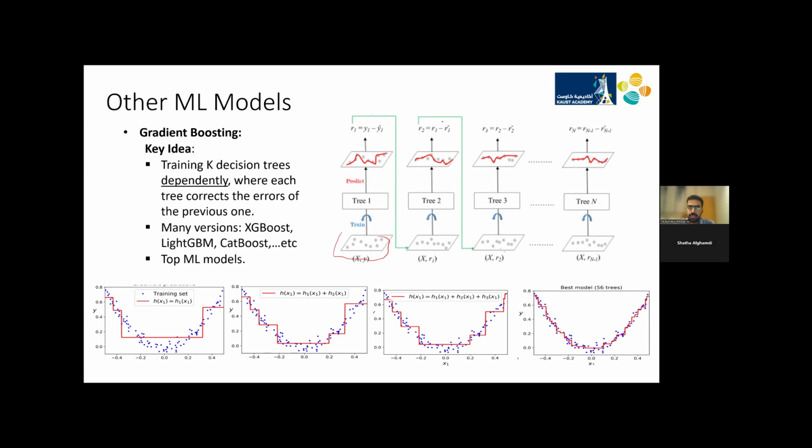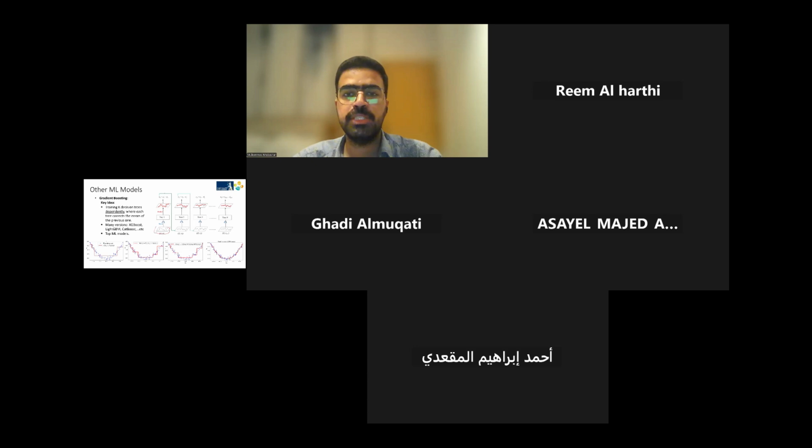Once again, gradient boosting models are quite good. There are different forms of it, XGBoost, there is AdaBoost also. And yeah, they are still used in machine learning and actually are the top performing models there.